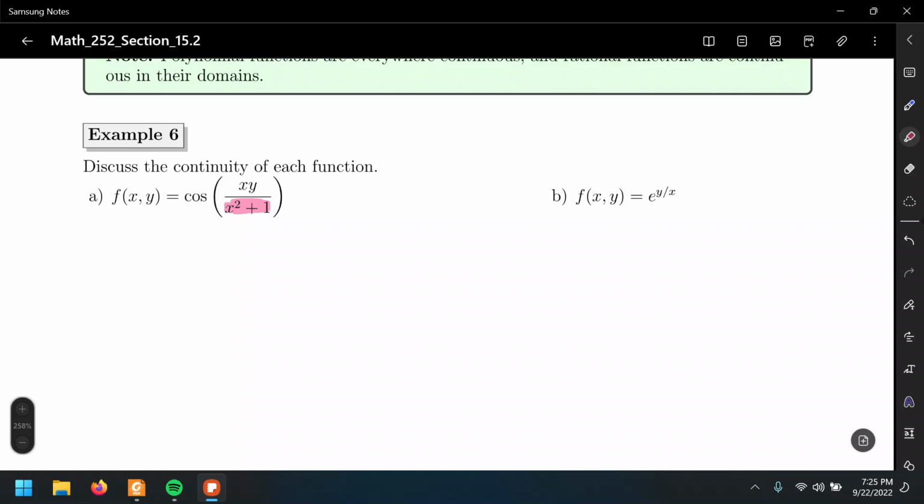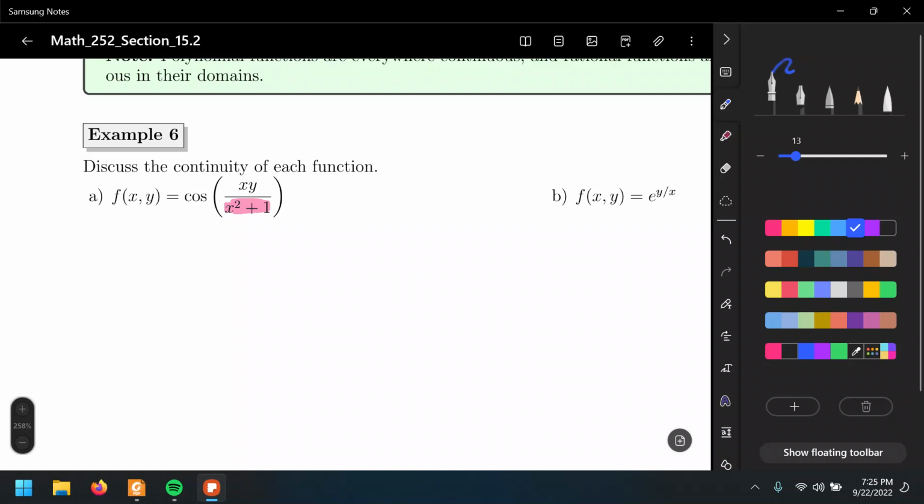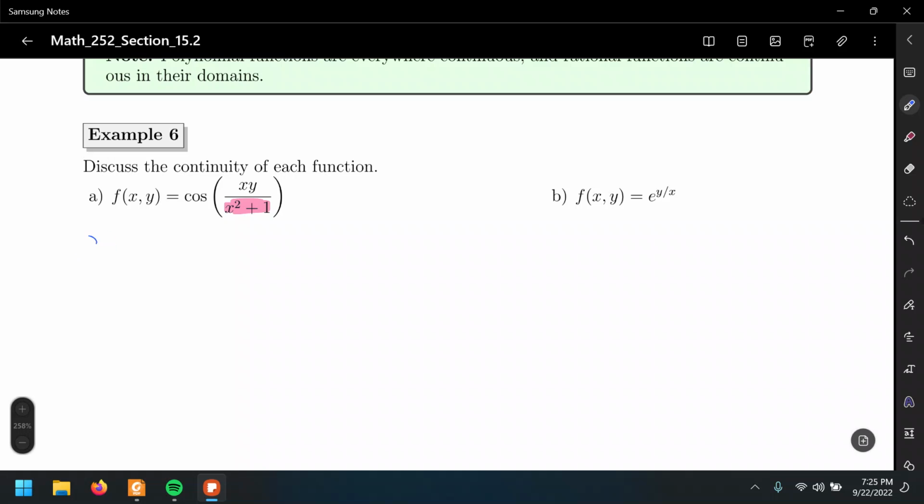However, let's think about x squared plus 1. Is x squared plus 1 ever 0? No. So continuous everywhere, isn't it? Continuous for all x in the real numbers, or actually for all ordered pairs x, y in the real numbers. This upside down A means for all, and this sort of E means belongs to, or in the set of real numbers. What about letter B?